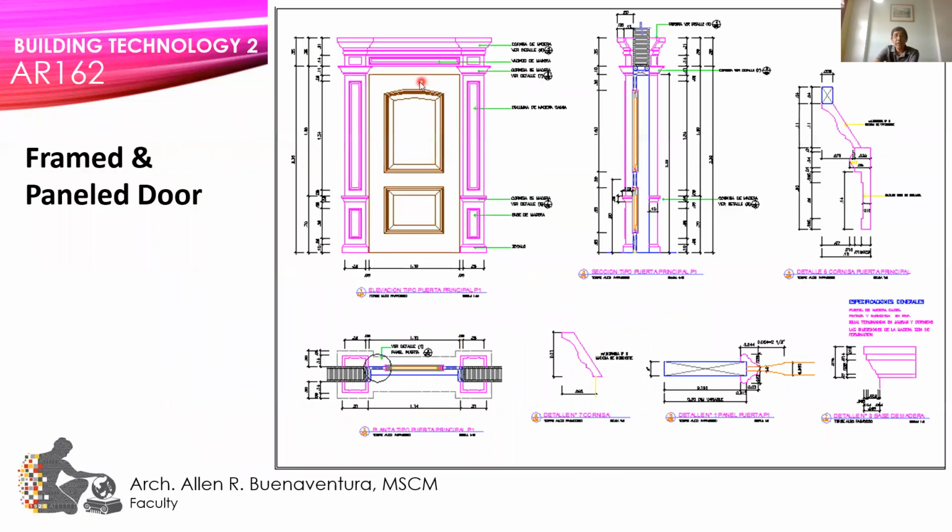So this is a frame and panel door with moldings at the outside. This is a classical type of panel. This is the panel door inside, but they put a molding outside. So these are all only moldings. They put a cornice molding on top and some panel moldings on the left and right side of the frame. This is the frame, and this is the panel door.